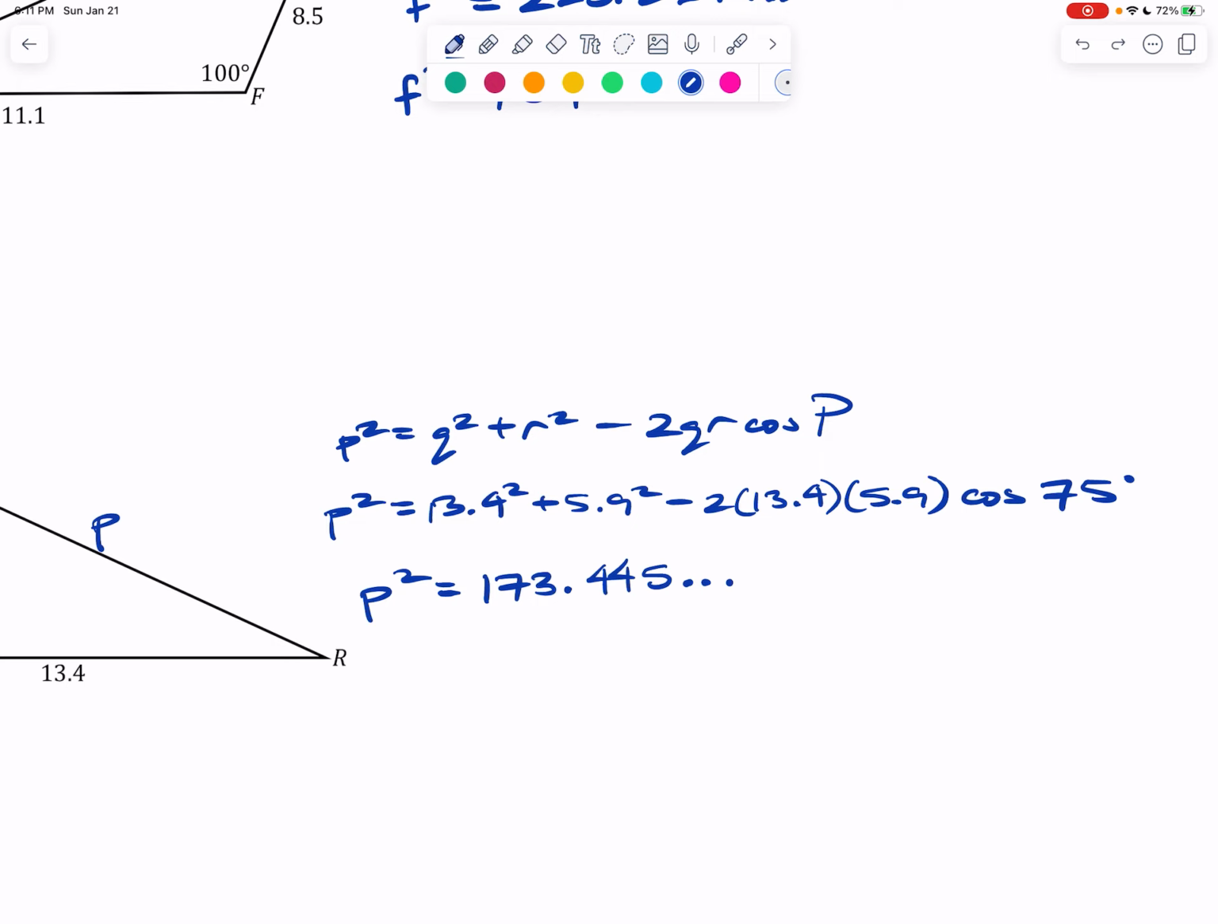And again, keeping things as exact as possible, just taking the square root of that full number that appears in your calculator, not this one with only a few decimal places, just in case. I'm getting that P is about 13.2. So that's using cosine law to find an unknown side.